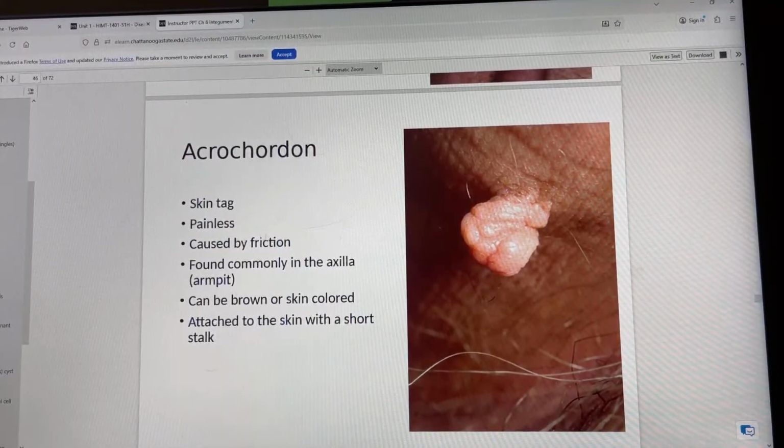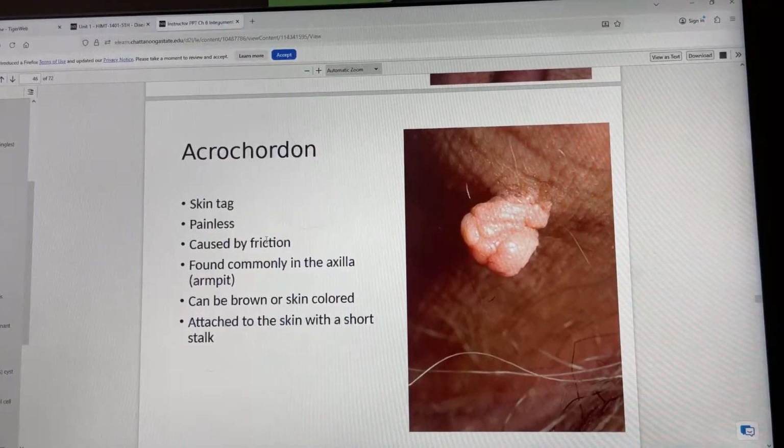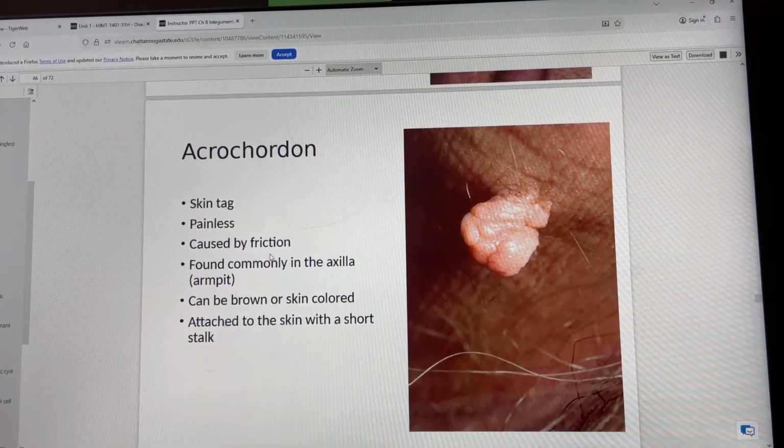So these are often caused by friction. They tend to be in areas where there's a lot of friction. The armpit is really common because there's a lot of rubbing; the skin gets rubbed and irritated and makes these skin tags, which could be why it flares up for you when you have more friction, I guess. Axilla is the medical term for armpit, FYI.